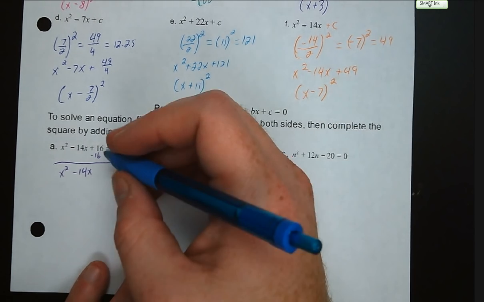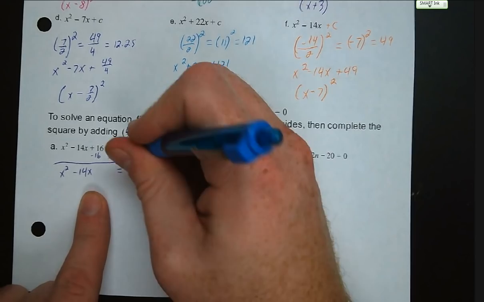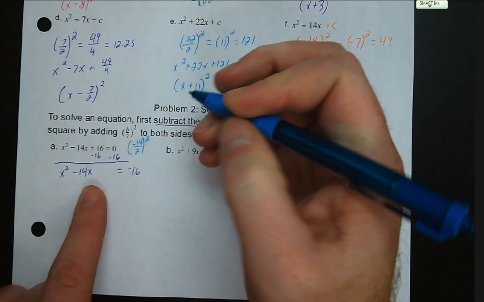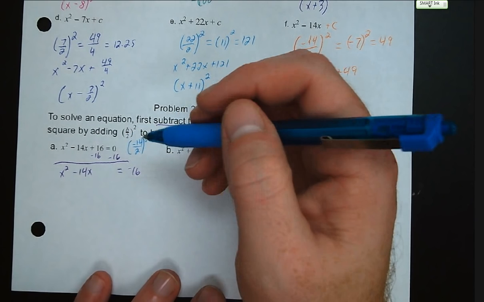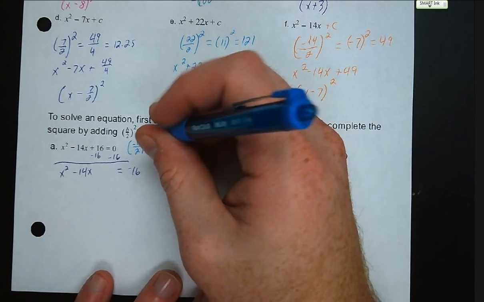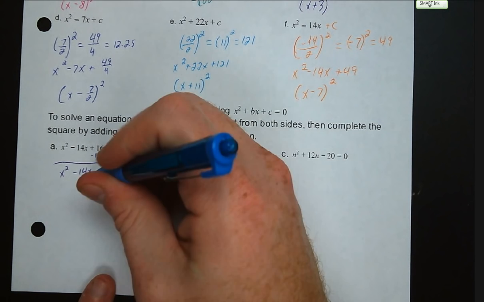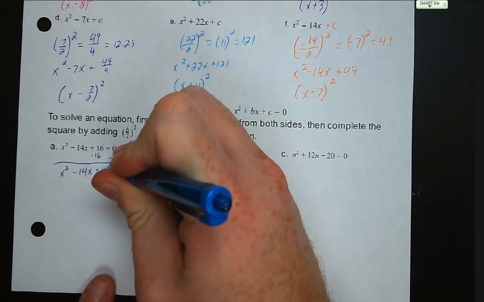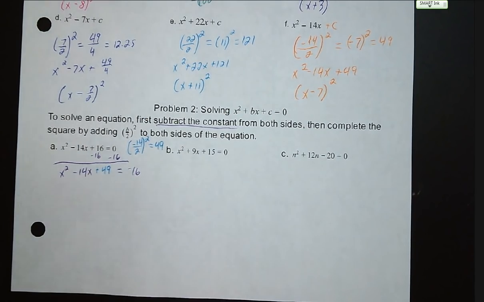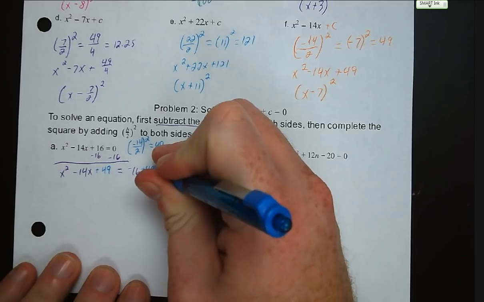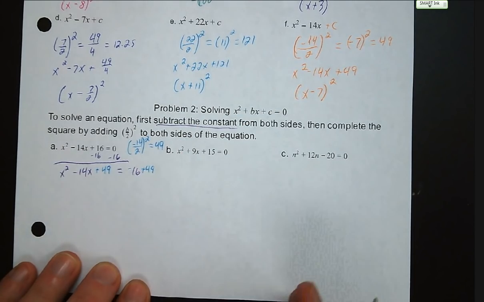Okay, so we have negative 14 over 2 squared. Negative 14 divided by 2 is negative 7. Squared is 49. So what we're going to add to this equation is plus 49. But if you remember our equality rules from the beginning of the school year, when we add something to one equation, we need to do it to the other. So I'm going to add 49 to the other side of the equal sign, in order to keep this true.